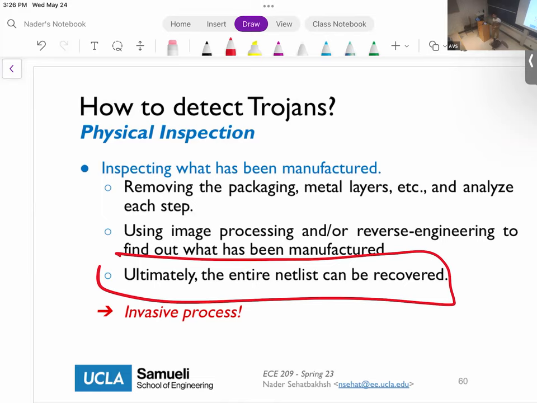There are lots of works in this domain using very high-end technologies to do that, but that's one of the ways that you can detect hardware Trojans, okay? But this means that the particular device that you're looking at is going to be destroyed.